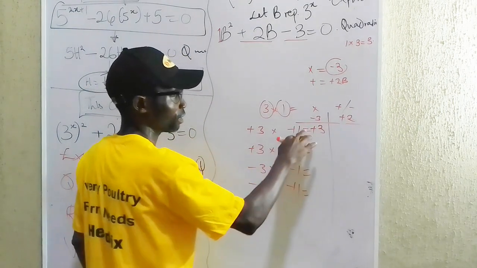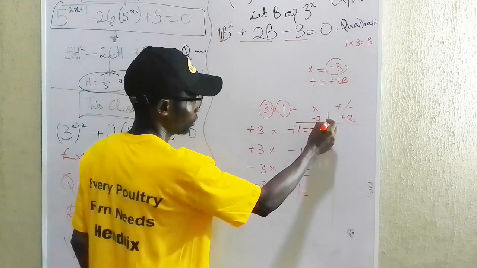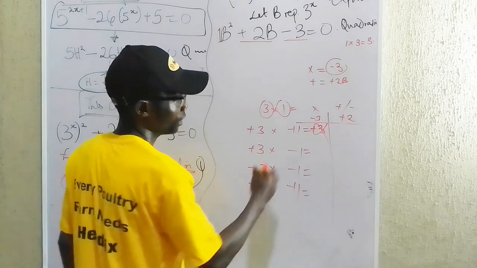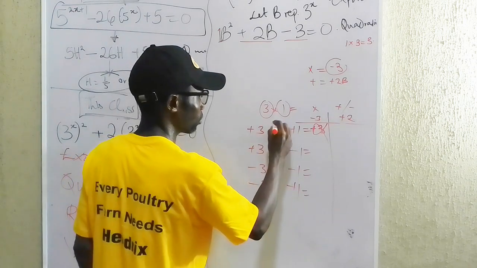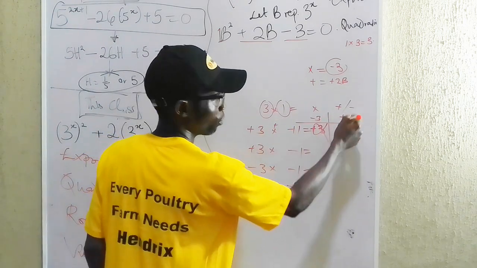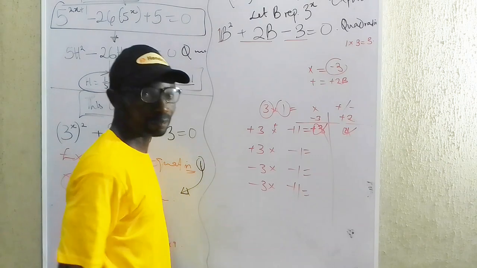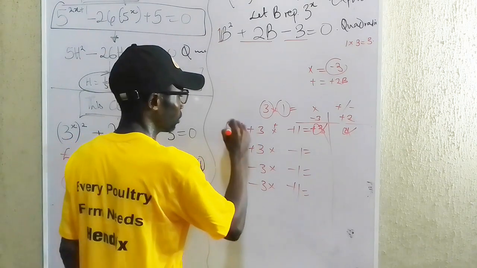Before going to this place, does it look alike? No, it's already wrong. So don't proceed. They don't have to proceed because even if you add 3 plus 1, it's going to give you 4. It's not 2, so this is also going to be wrong. Let's go to the next. So this option is wrong.